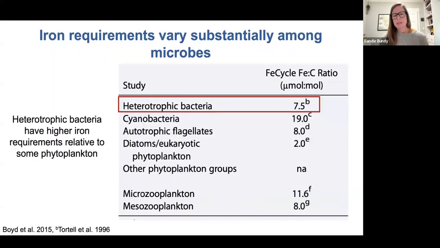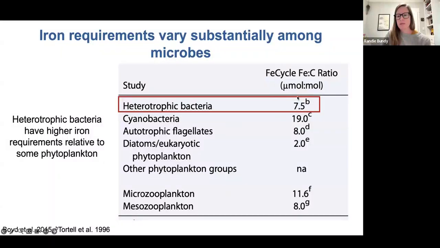And I think one of the reasons that maybe we haven't focused on this as much in our field is based on some of the estimates that we have. This is a table summarizing average iron quotas or requirements for different phytoplankton, bacteria, and also zooplankton. We tend to express these like a Redfield ratio. So here is a table of iron to carbon ratios in micromoles per mole that we think of as representative on average of different groups, including heterotrophic bacteria.